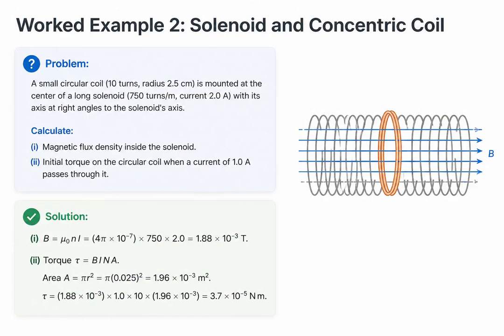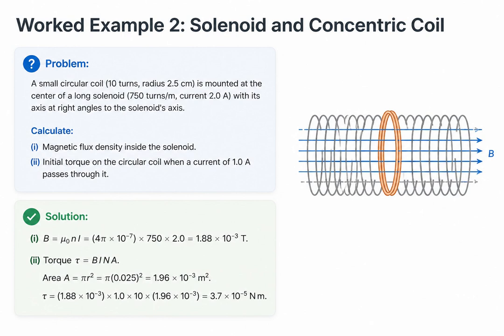In this next example, we look at the interaction between a long solenoid and a small circular coil placed at its center. The circular coil has 10 turns and a radius of 2.5 centimeters, and its axis is perpendicular to the solenoid's axis. The solenoid has 750 turns per meter and carries a 2 ampere current.